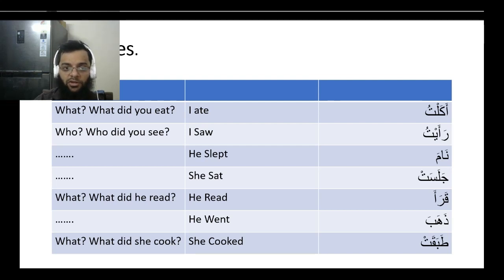Akaltu, which basically means I ate. If I come and tell you akaltu and then I stop there, then automatically a question will come, unless you already know what I ate. What did you eat? So akala is a transitive verb, so you need to have an object for it. For example, akaltu pizza, I ate pizza. Akaltu burger, or akaltu biryani.